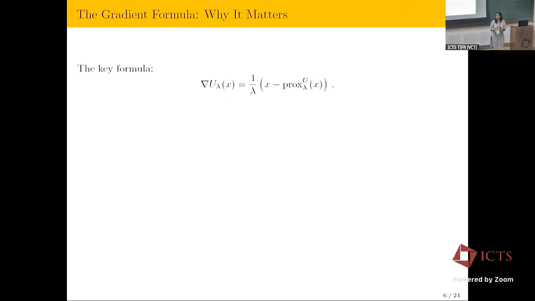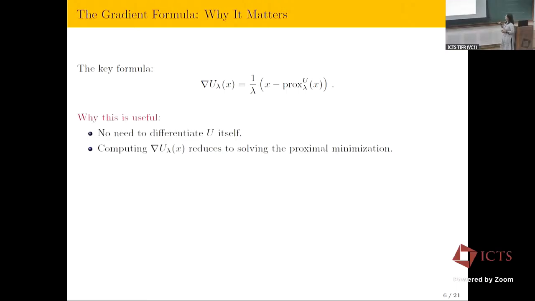And so we should look at the gradient of the approximation. The gradient is x minus the prox value, the actual place where the minimizer exists, divided by lambda. This is quite useful because there is no need to differentiate u itself. I don't need to go and look for the derivatives of u where it is differentiable. I can just look at the proximal mapping. Computing this gradient might reduce to solving the proximal minimization problem, which is a strongly convex problem, potentially easier to solve than minimizing or finding a good optimizer for u.